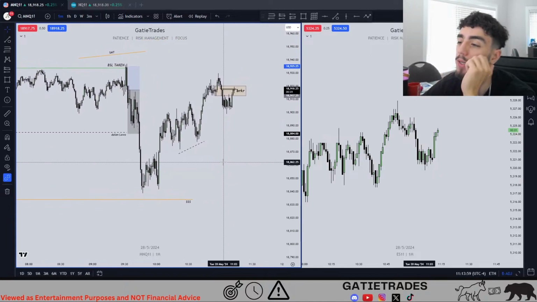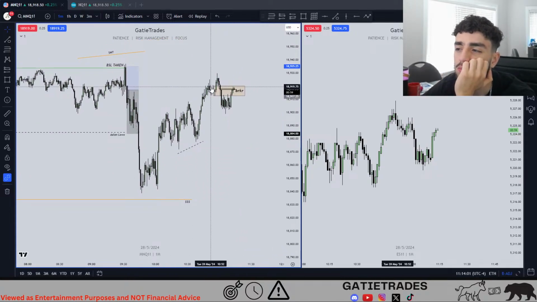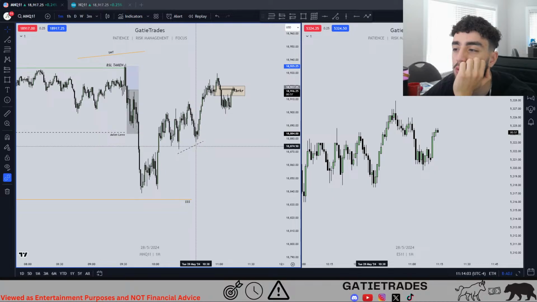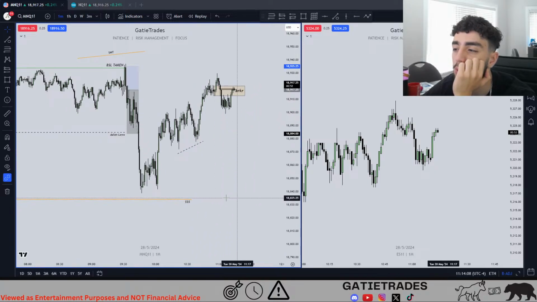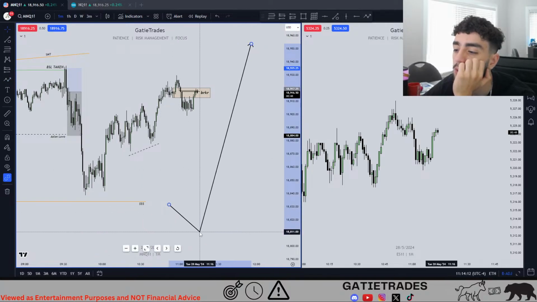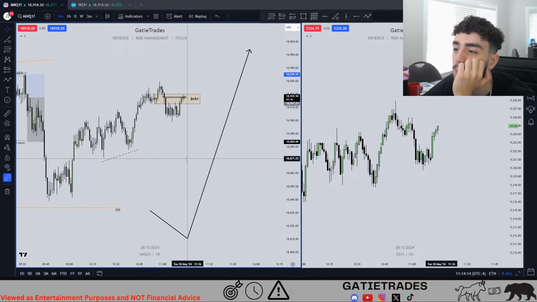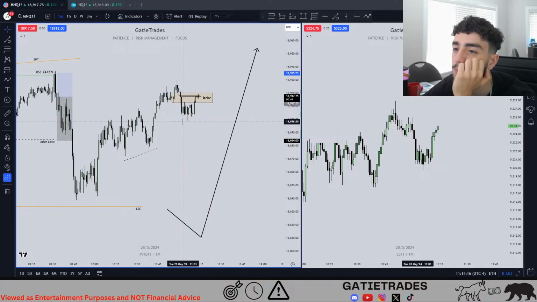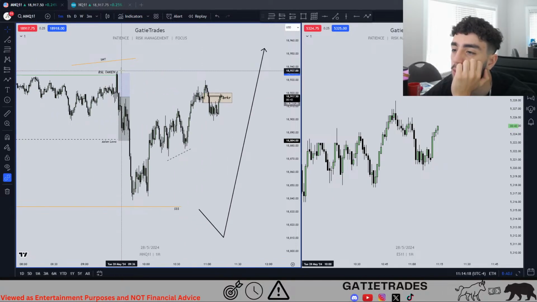To me, this looks like a market maker sell model, bro. Oh, this is clean, all the way to draw on liquidity. And then potentially we start the reversal from PM. Maybe. Who knows? Let's see what happens here. 930 high. I was taken out.